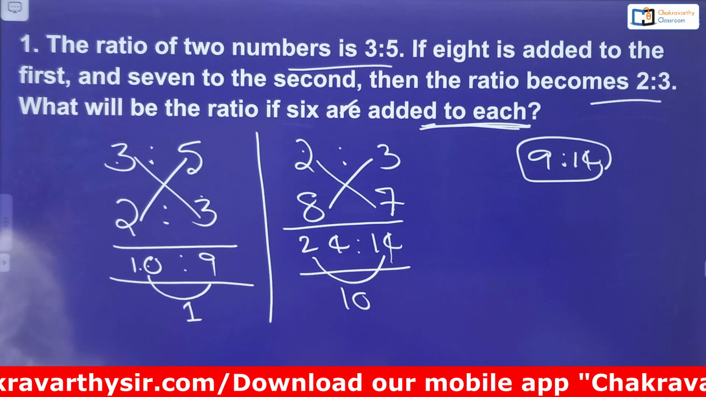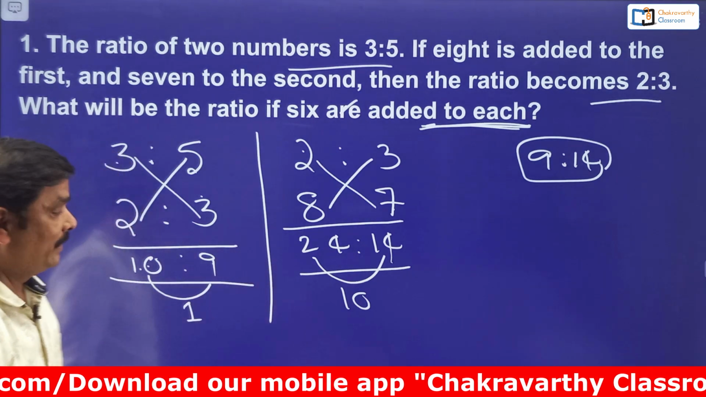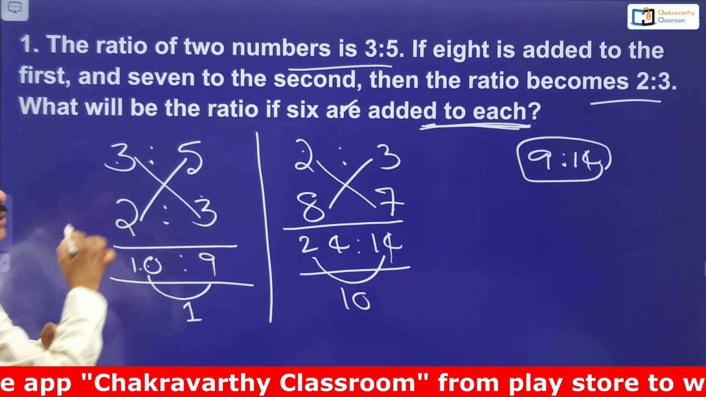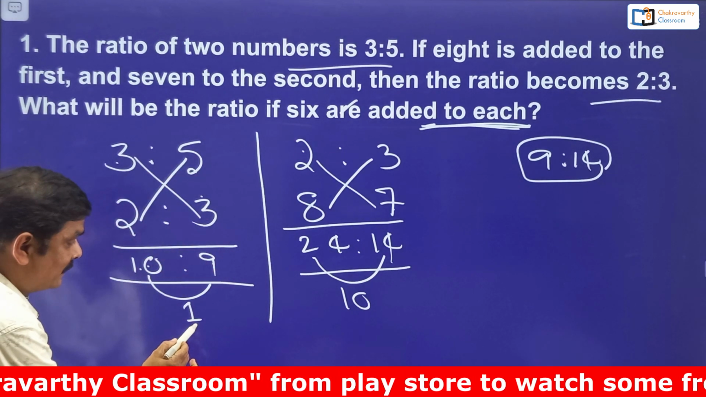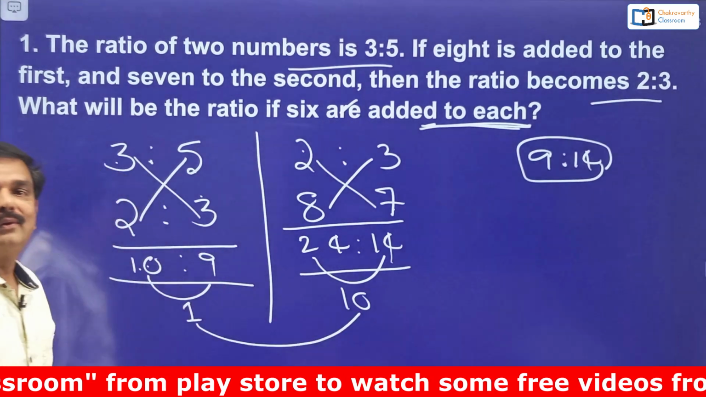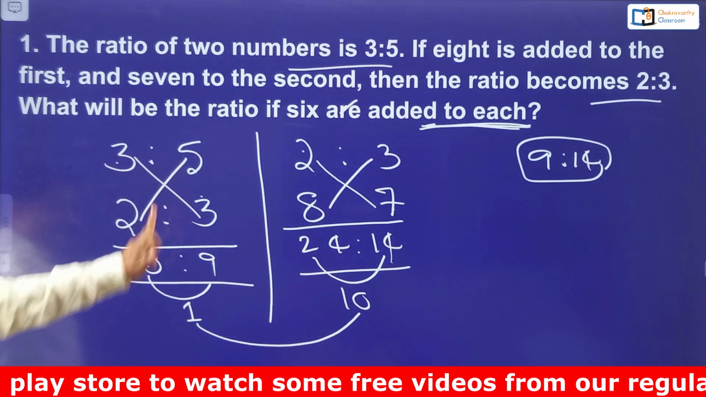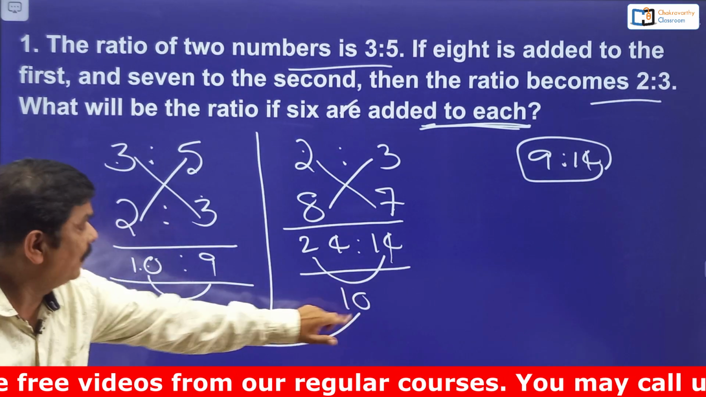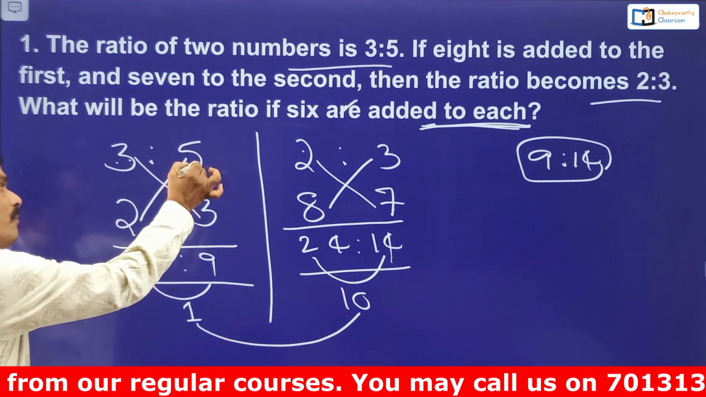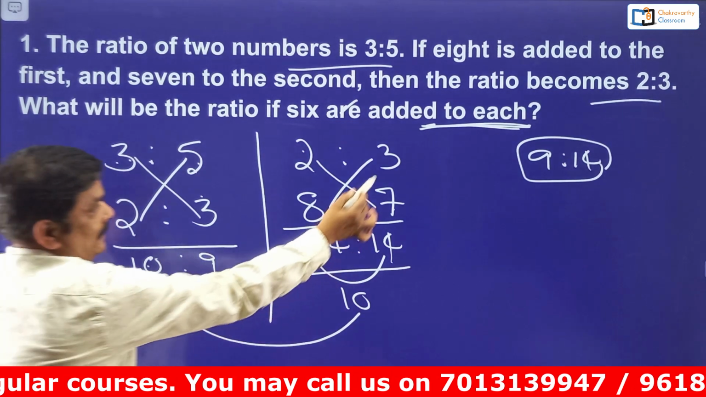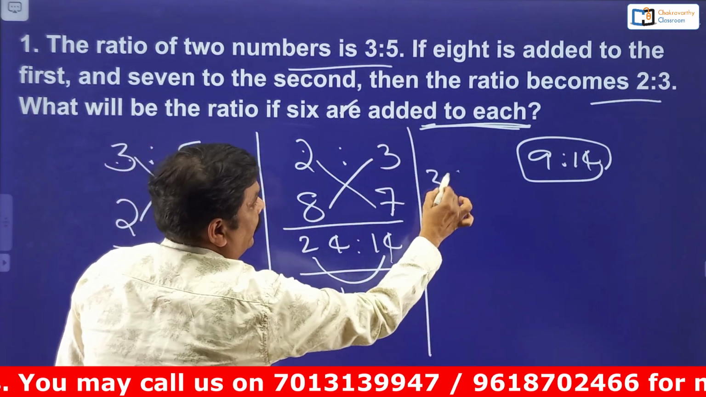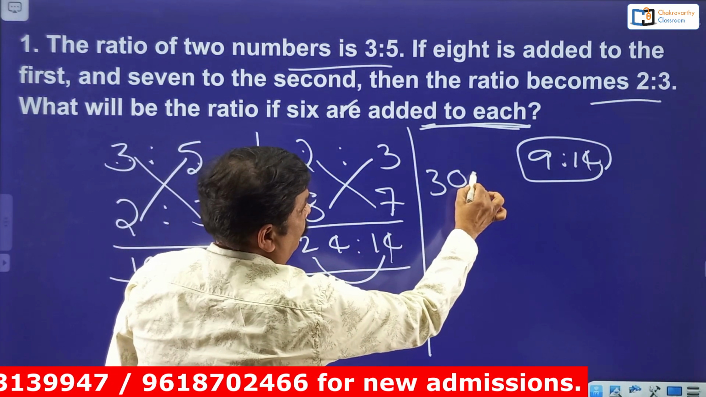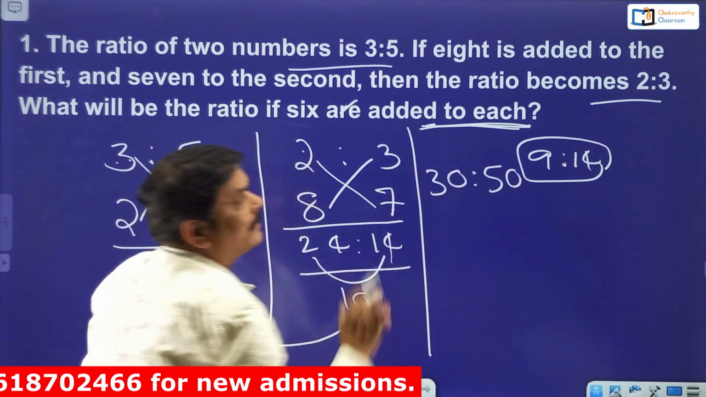Now the conclusion here is that in this 3 is to 5 ratio, or 2 is to 3 ratio, one part is equal to 10. Got the idea? In 3 is to 5 ratio, one part is equal to 10. When one part is equal to 10, 3 parts how much? 5 parts how much? 3 parts, 3 into 10, 30. Then 5 parts, 5 into 10, 50. That's it, students. That's it.